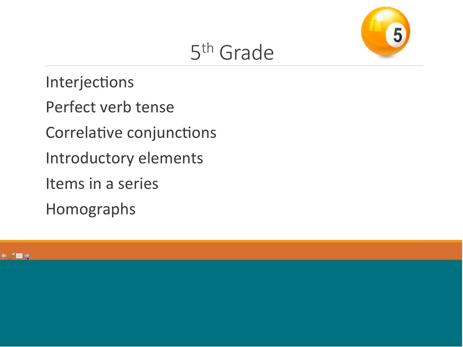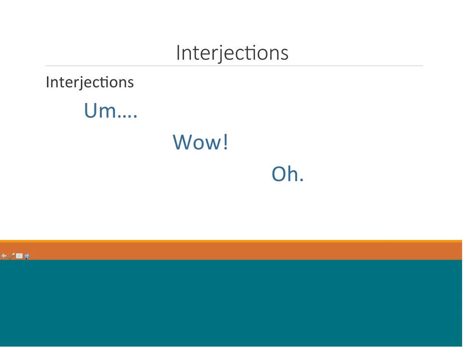All right, last grade that we're going to work on for this class is fifth grade, and we're going to look at interjections, perfect verb tense. My brain is missing today. Correlative conjunctions. Introductory elements, items in a series, and homographs. All right, interjections are words to express emotions, wow, and oh, and that definitely is a Schoolhouse Rock video. I remember that one clearly.